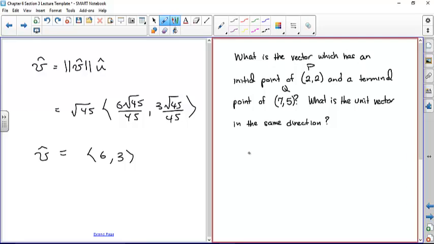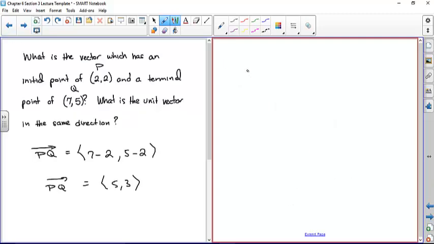So the vector PQ, another way of representing vectors, is going to be equal to the x-coordinate of Q minus the x-coordinate of P, 7 minus 2, comma, the y-coordinate of Q minus the y-coordinate of P. So you get (5, 3) as your PQ vector.